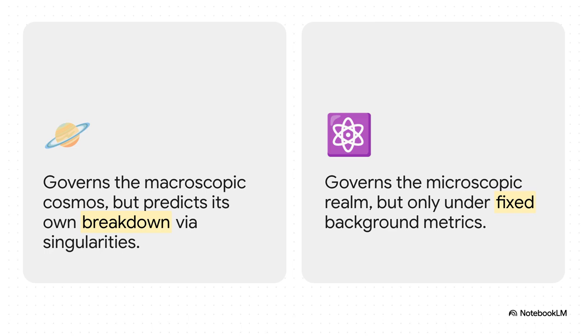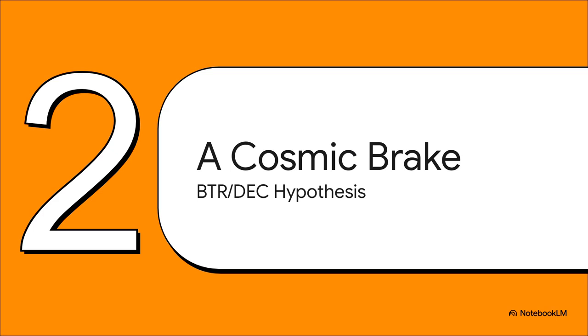But it has this fatal flaw, where it predicts its own breakdown, allowing for gravitational singularities where physics just gives up. Then on the other side, quantum mechanics governs the microscopic realm flawlessly, but it completely relies on a fixed, flat background of spacetime. You smash them together, and the math just explodes. To unify them, we really need a foundational principle where dynamics emerge naturally, without these universe-breaking contradictions.